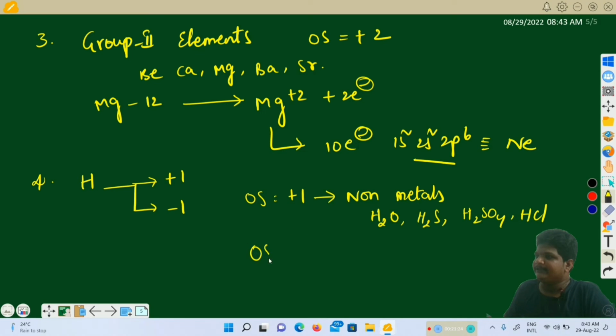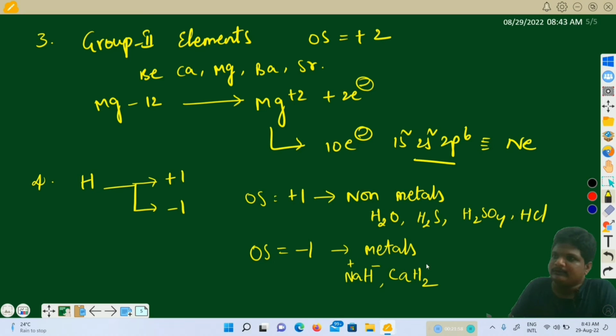state. Hydrogen can also exhibit a -1 oxidation state when it is bonded to metals. When it is bonded to metals, it can show a -1 oxidation state. Here we can observe metal hydrides, so NaH, that is Na+ and H-, and CaH2. In these kinds of molecules, hydrogen will exhibit a -1 oxidation state.